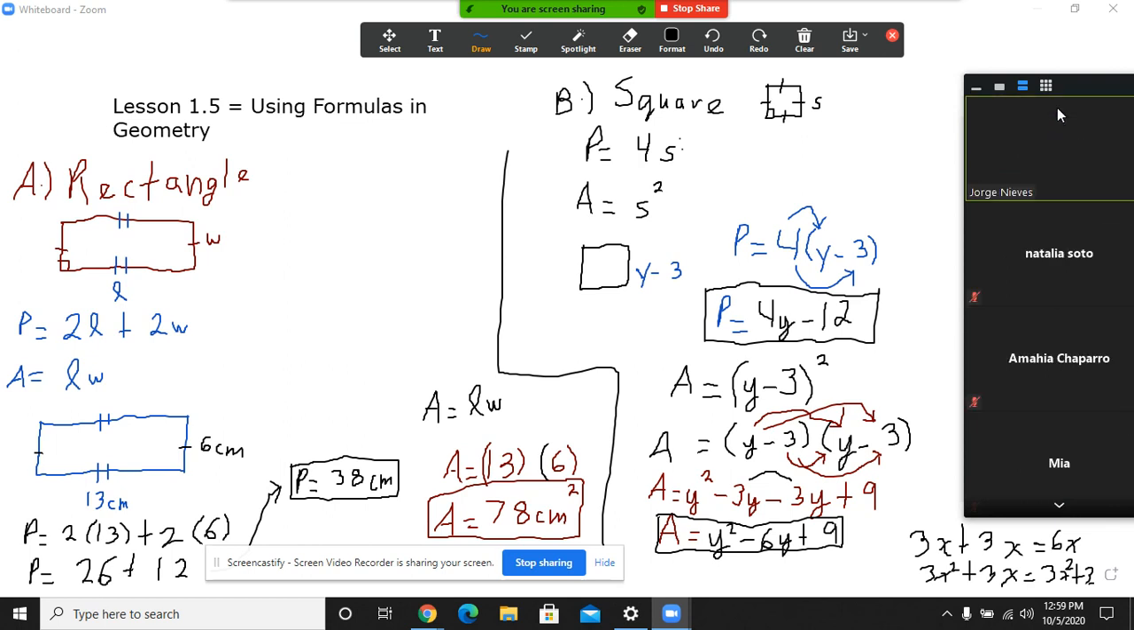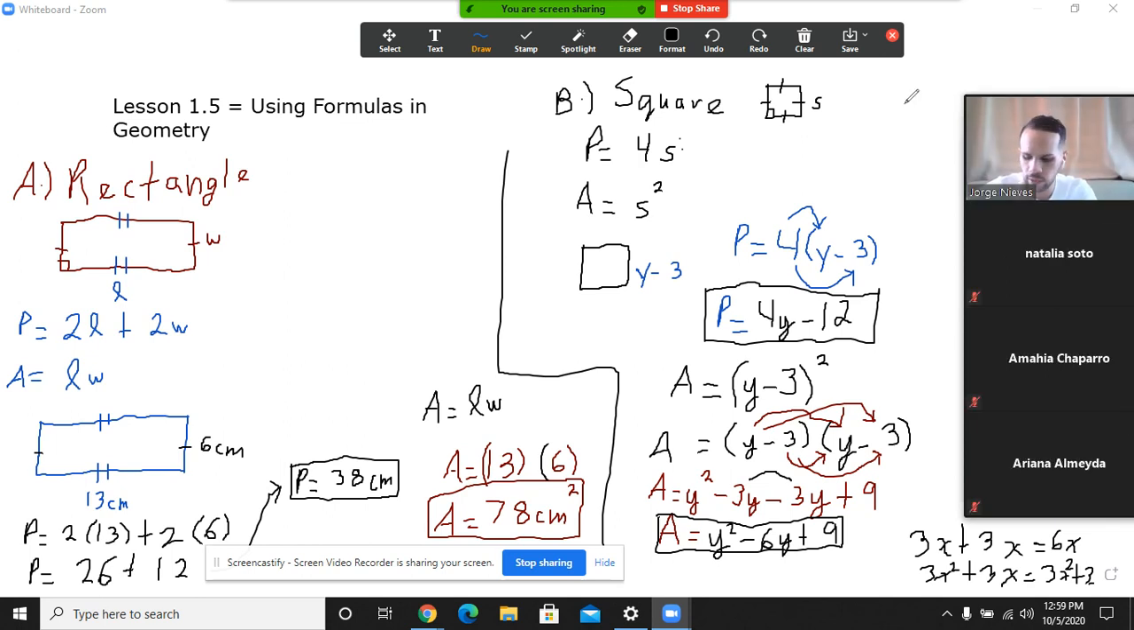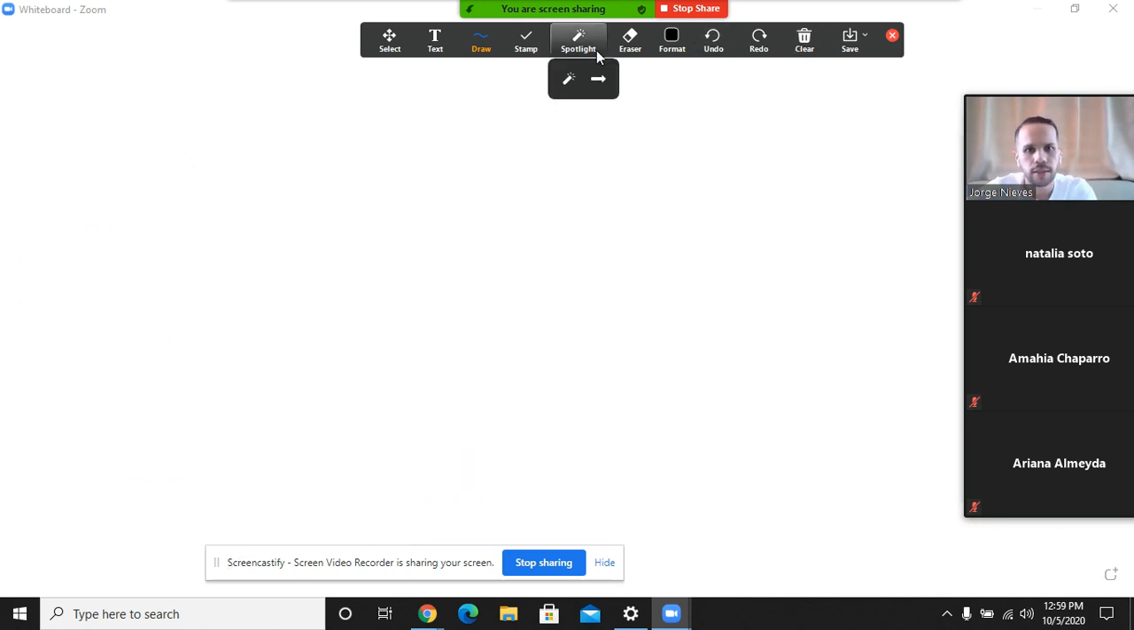Okay, so let's go to the last formulas that we're gonna talk about. We're gonna go to the triangle now and then the circle, and we're done for today's review. Voilà. So let's continue our review. Okay, now I'm gonna go to the third geometric figure that we talked about in class. It was the triangle. Okay, so let's go with the famous triangle.